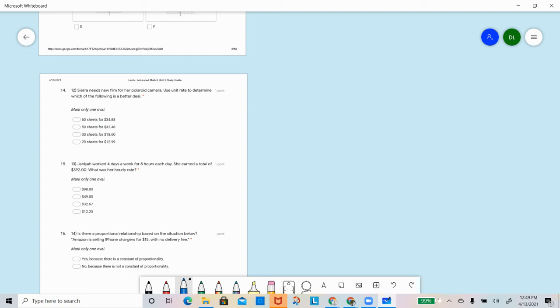Number 13. It says Jana worked 4 days a week for 8 hours each day. She earned a total of $392. What was her hourly rate? Boy, this test really likes unit rate, right? So first off, how many hours did she work? Well, she worked 4 days times 8 hours per day, so she worked 32 hours. So now we know what the total was, but we want to know how much she made per hour. So unit rate per hour.